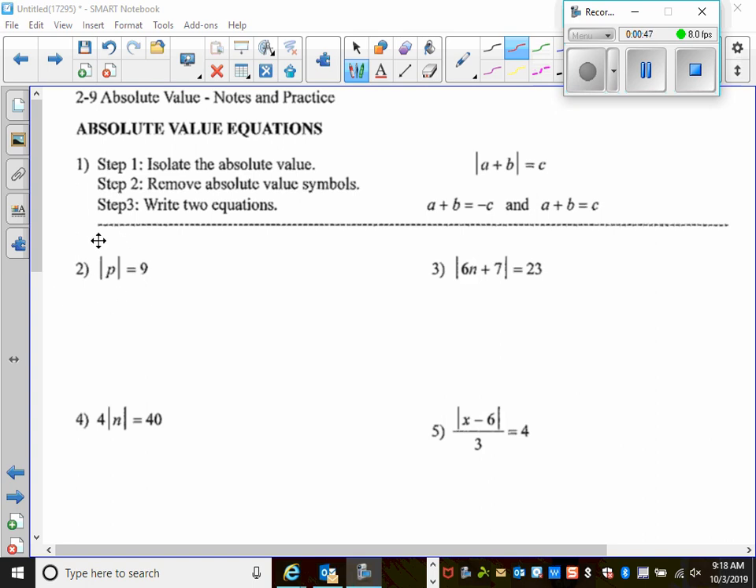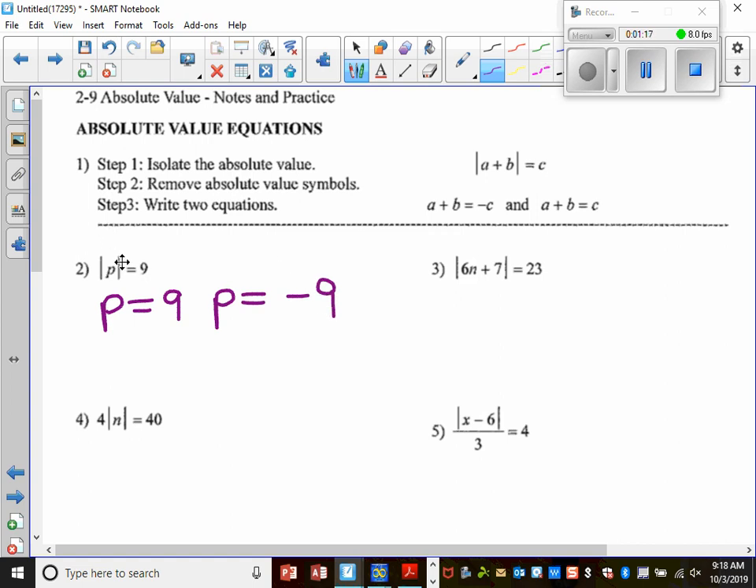Step 1 is done because the bars are isolated. Step 2 says remove those bars, remove the symbols, and then write your 2 equations. Well, if I ask you this question, what could the value of P inside of here be in order for this to equal 9? Well, P could either be positive 9 or P could equal negative 9. Is that a true statement? Yes, because when we take the absolute value of a negative number, it equals a positive. And when we take the absolute value of a positive, it will equal a positive.